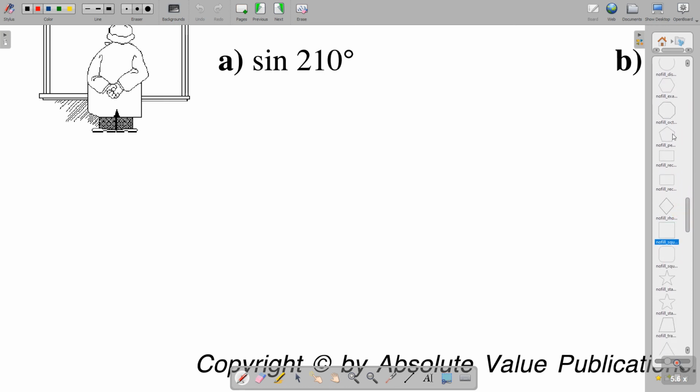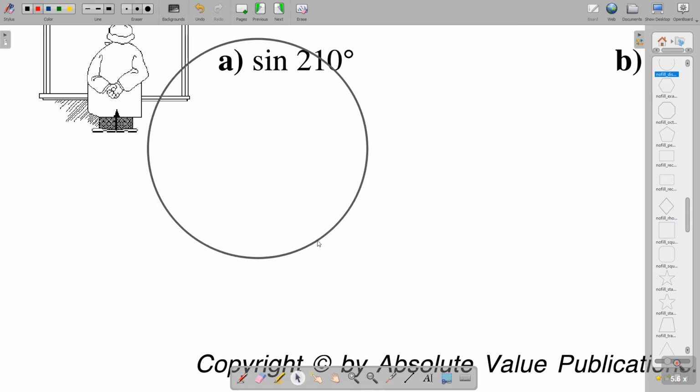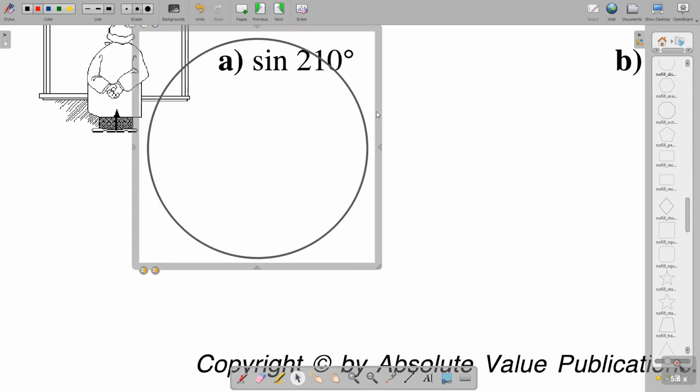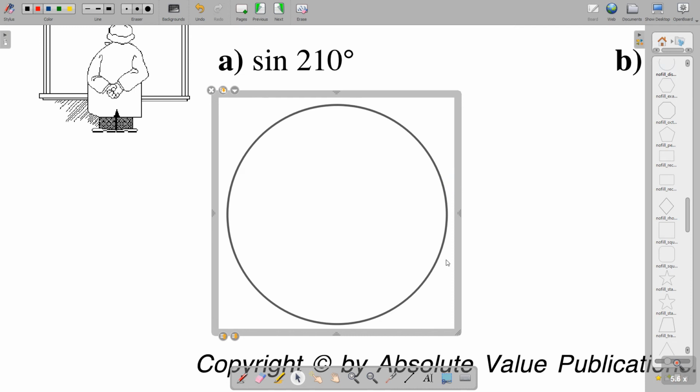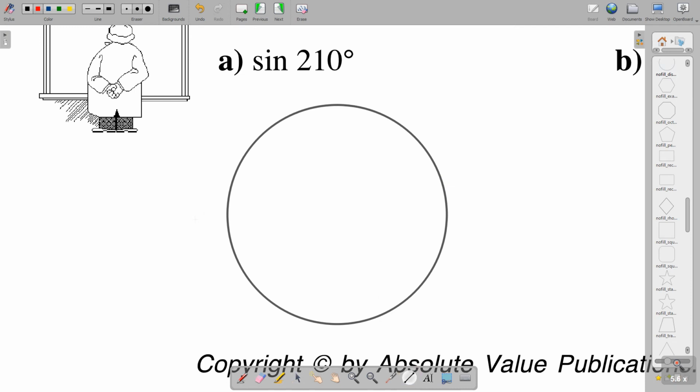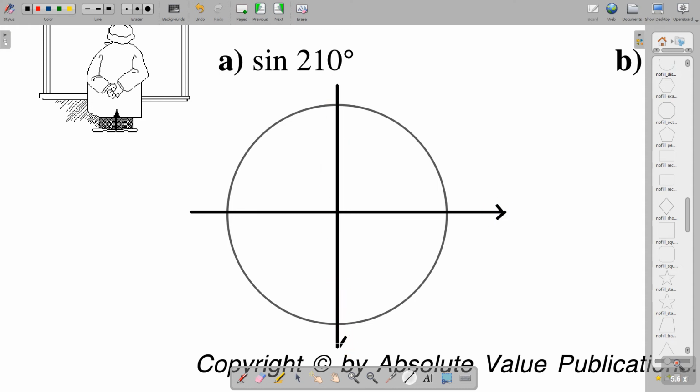The first thing you ought to do, I can use technology. Plus I can copy and paste for the next ones. You draw a circle. Absolutely. You put yourself, that's not the one I want. I want a black one for that. Draw yourself a Cartesian plane. There we go. Cartesian plane drawn.